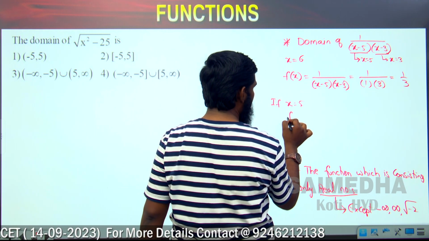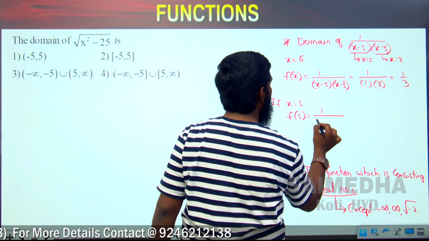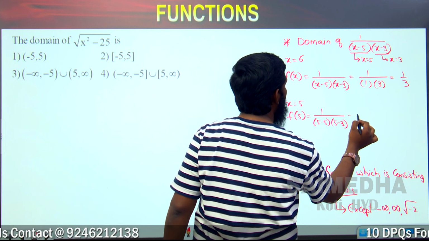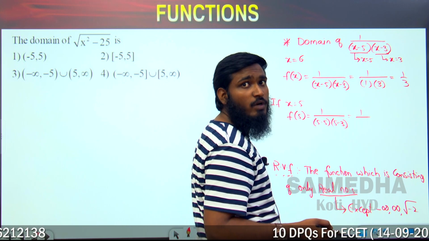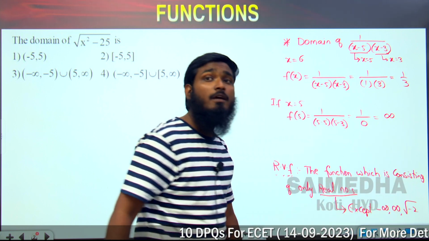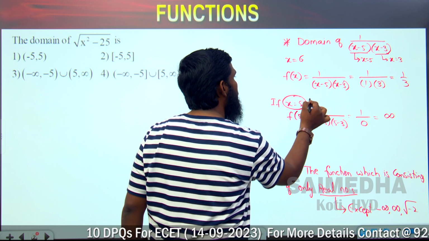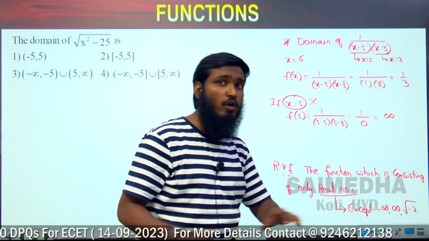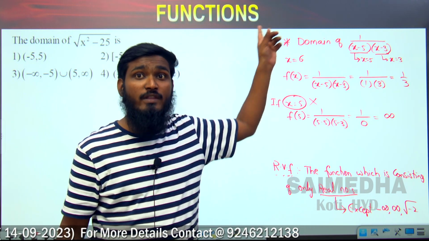If x is equal to 5, then f of 5 is equal to 1 divided by (5 minus 5) into (5 minus 3), which is 1 divided by 0 into 2, that is 1 by 0, which is infinity. So we can't take x equal to 5, because we are getting infinity, and we do not call it a real number. That's why we have to remove that x value from the domain.